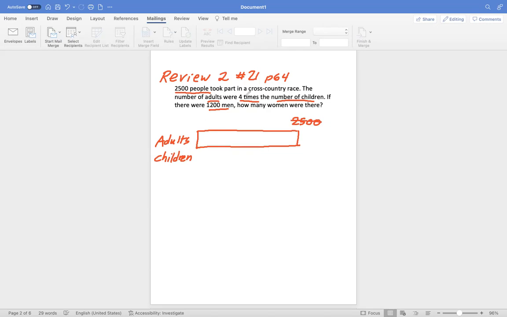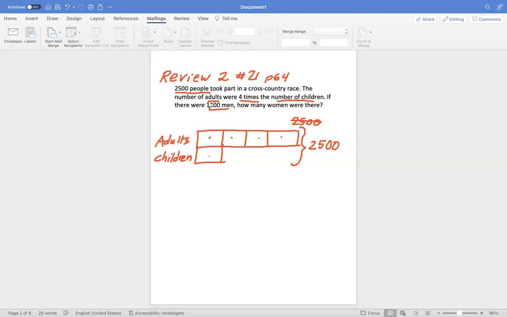What did they tell us? That the adults were 4 times the number of children. So I say 1, 2, 3, 4 times the number of children. I'm going to compare it like this. And I know that the total, I'm going to move this over here now, is 2,500. So now I have this information. The adults are 1, 2, 3, 4 times the number of the children. There are 2,500 in total.